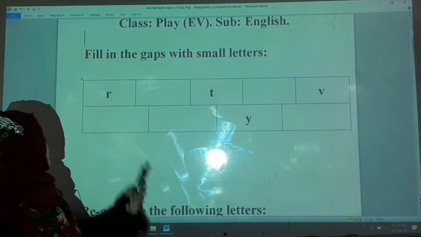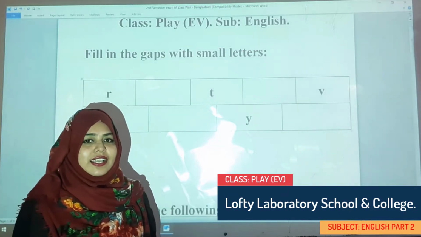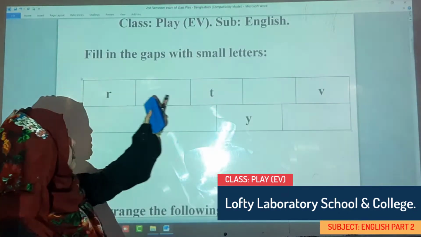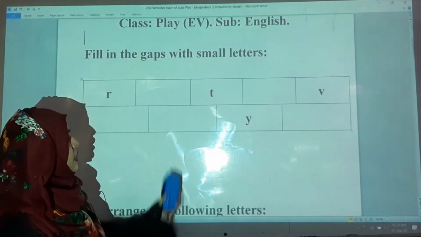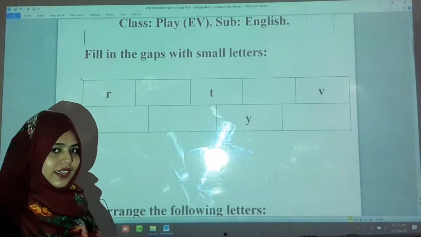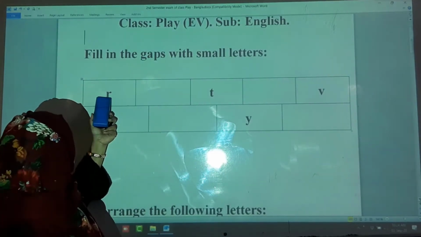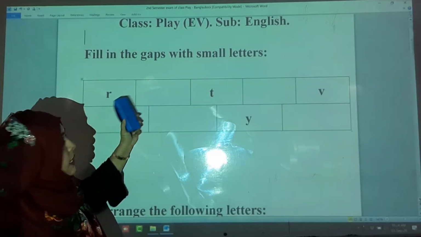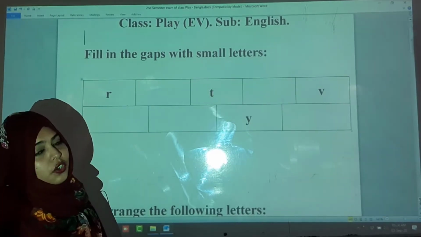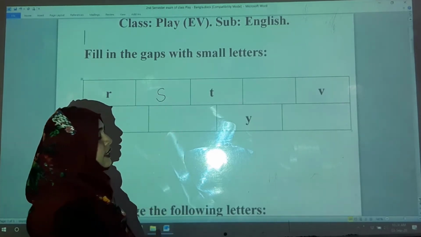So our first topic is fill in the gaps with the small letters. In the previous class, we filled these gaps with capital letters. Now we are going to fill these gaps with small letters. Okay, let's go. R. What do we have? We have R given. We have to write down the next letter, and the next letter of R is S. Small S.